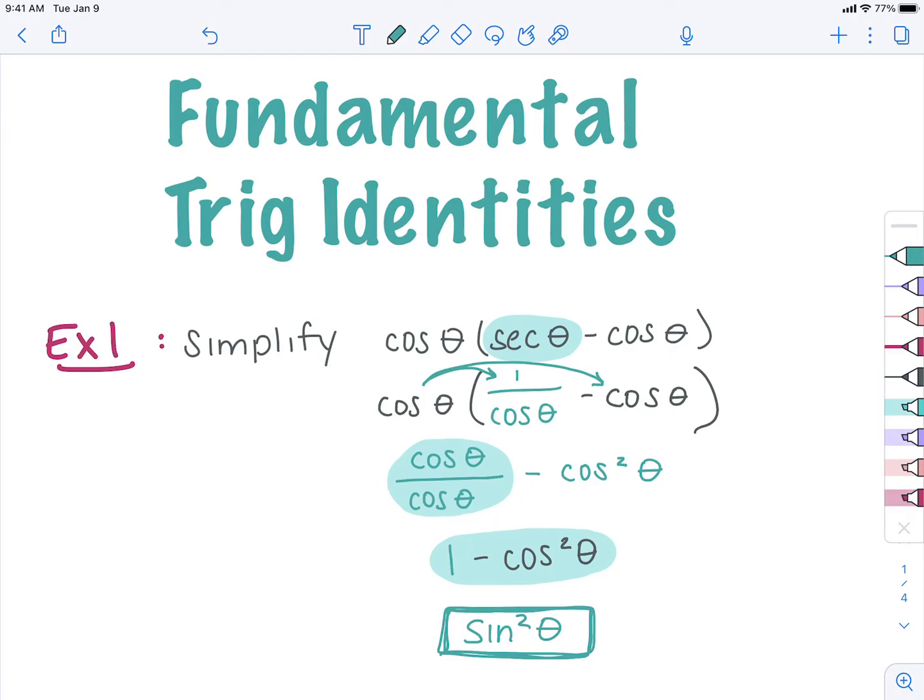And that is my final answer because at this point I have one trig function. There's nothing else I can really do. It's already in terms of sine. So I'm as simplified as possible for this one.